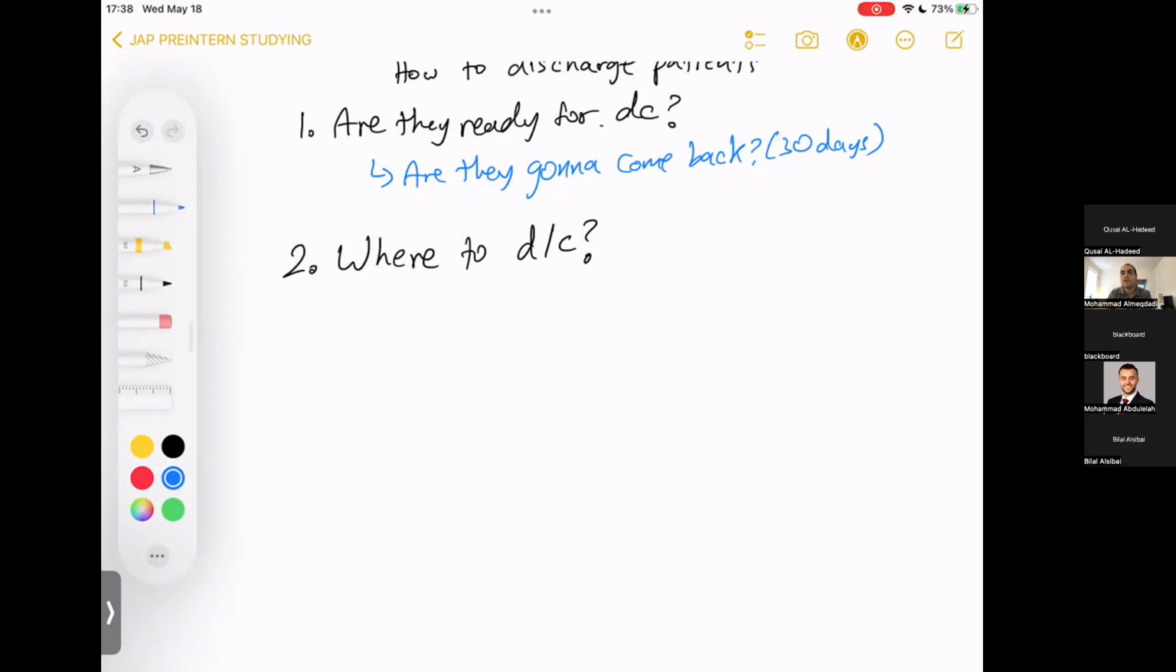When you come here and you start your residency, you'll have many options about where to send those patients. Option number one is home, okay? So you can just send them home. Option number two, you can send them home, plus they get what we call health services.